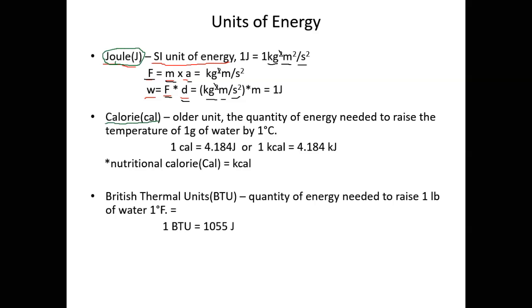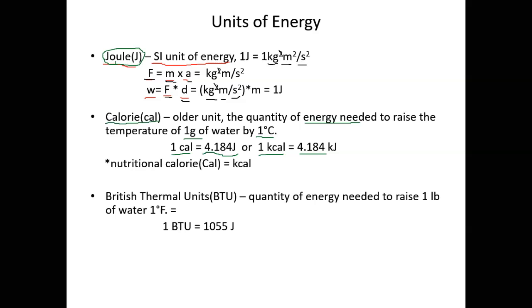Notice the abbreviation for calorie is lowercase c-a-l. The calorie is based on how much energy is needed to raise the temperature of 1 gram of water by 1 degree Celsius. So 1 calorie is 4.184 joules, the same as 1 kilocalorie is 4.184 kilojoules. And by the way, for joules, you can have metric prefixes, like megajoules, gigajoules, kilojoules, millijoules, etc. The same for calories: calories, kilocalories, millicalories, etc.